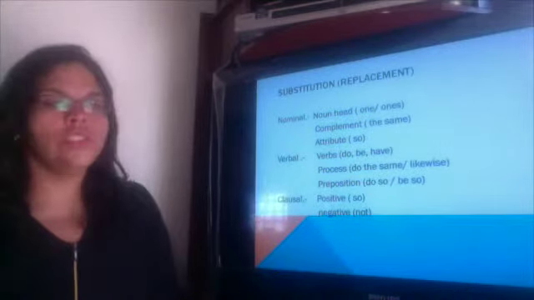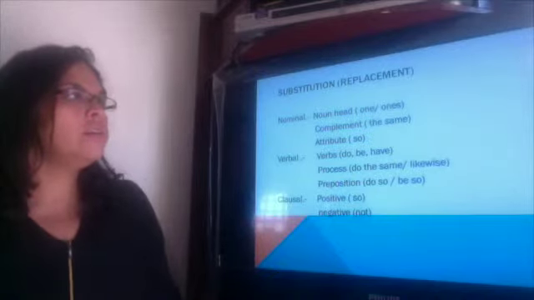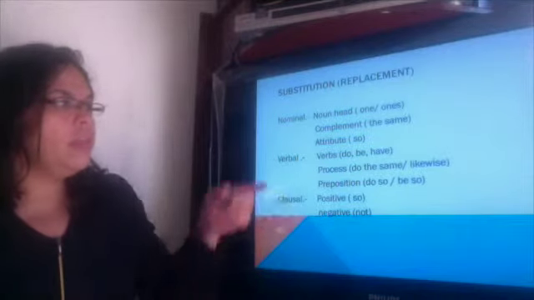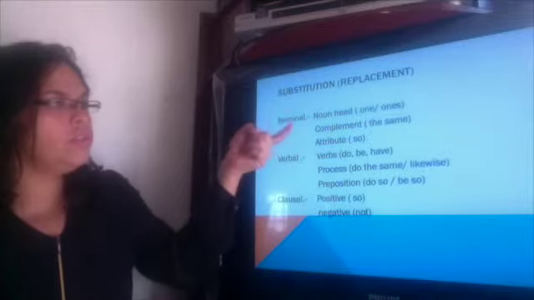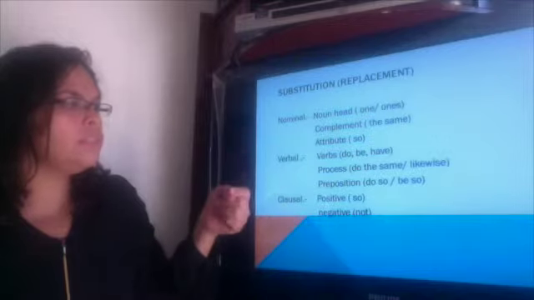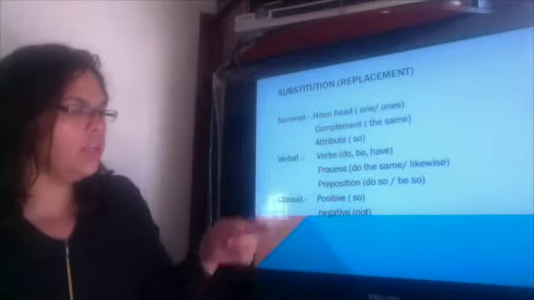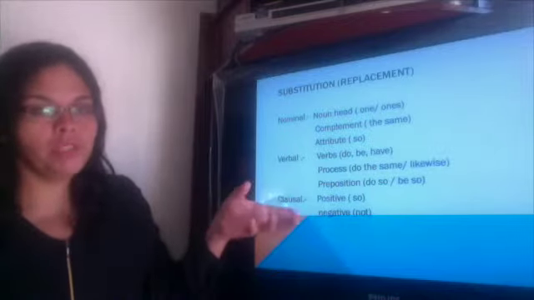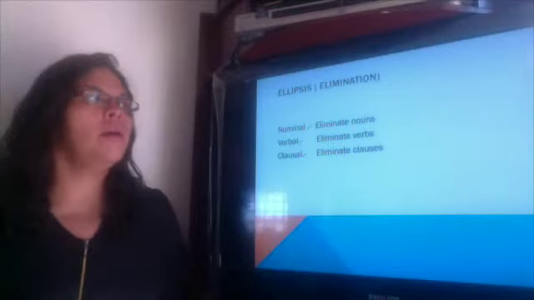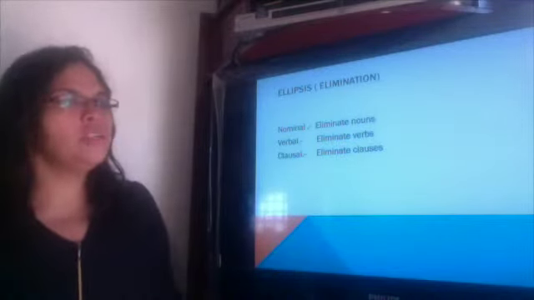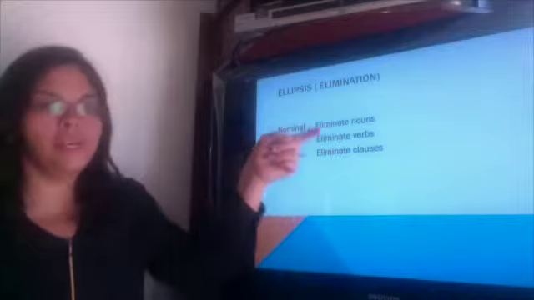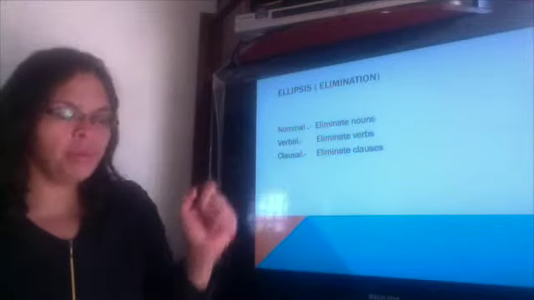Substitution means replacement. And we have a division here: nominal, verbal, and clausal. In the nominal substitution, we should be able to identify noun, head, complements, and attribute. In the verbal substitution, verb, process, and preposition, and clausal could be positive or negative. Ellipsis means elimination. That is very clear. We should be able to identify nominal ellipsis, eliminating nouns; verbal ellipsis, eliminating verbs; and clausal ellipsis, eliminating clauses.